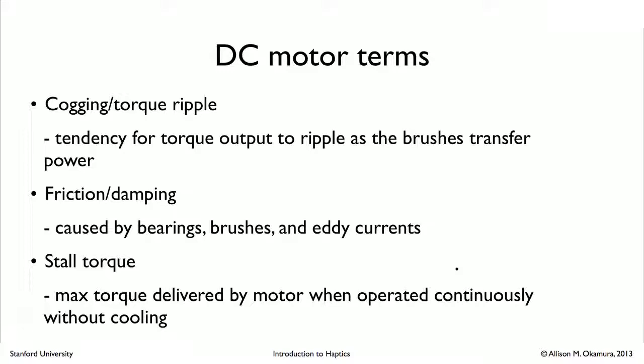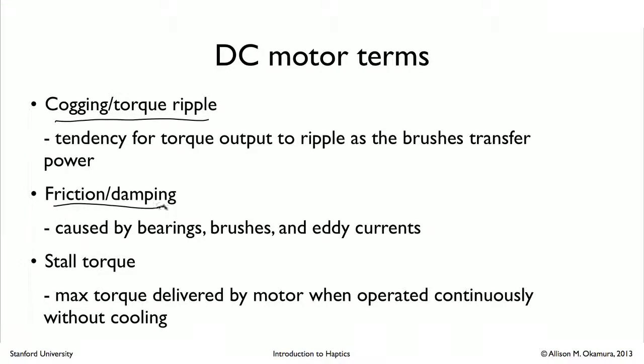Some important DC motor terms that you're going to come across when you think about haptic design are as follows. One is the cogging or torque ripple, and we'll see this more in another slide. That's the tendency for the torque output to ripple as the brushes transfer power. Because the brushes are switching between conductors and insulators back and forth, the torque output isn't going to be perfectly constant. And we'll see what that looks like in a minute.